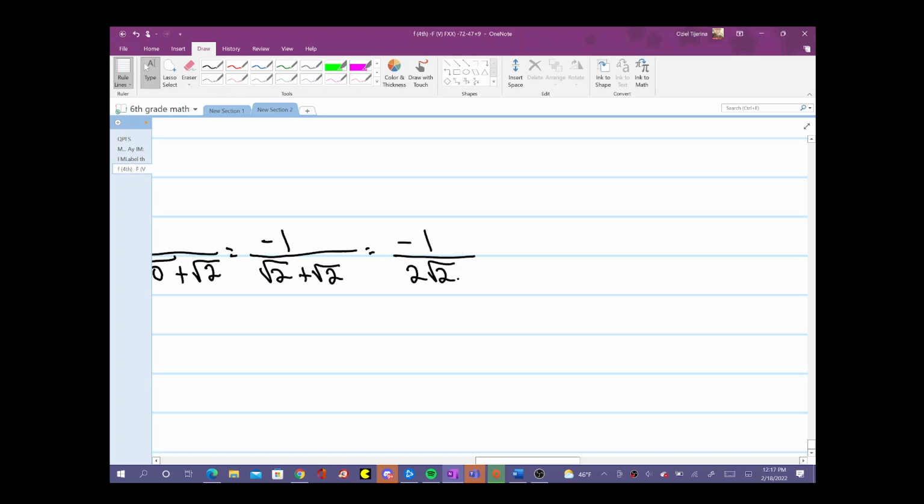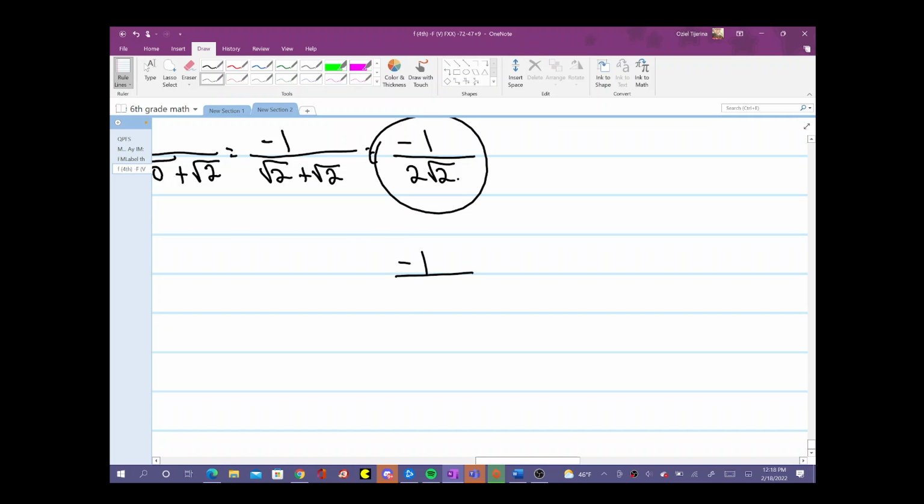Now if you want to get rid of the square root on the bottom, you can either leave it like this, or you can take negative 1 over 2 square root 2 and multiply by the square root of 2 on top and bottom. So this is going to be negative square root 2 over 2 times 2, which is 4. Because again, the square root of 2 times the square root of 2, the square root just cancels out, right? So then this becomes negative square root of 2 over 4. So this is the limit.